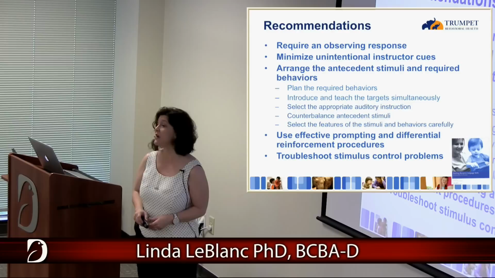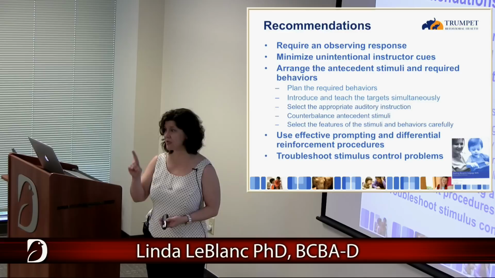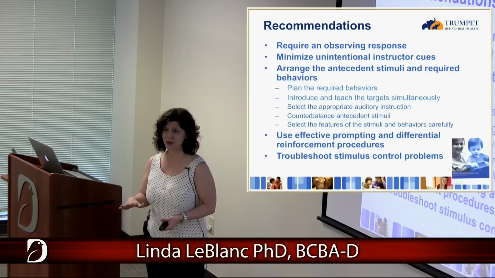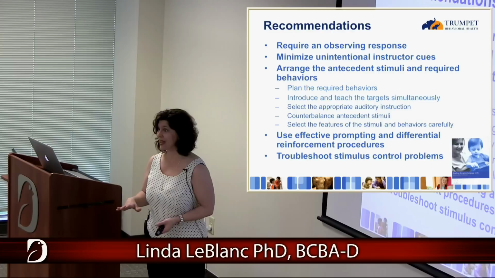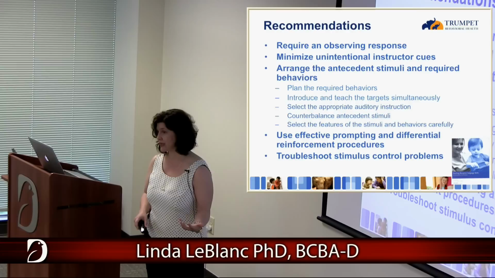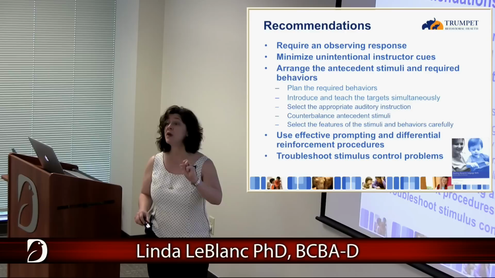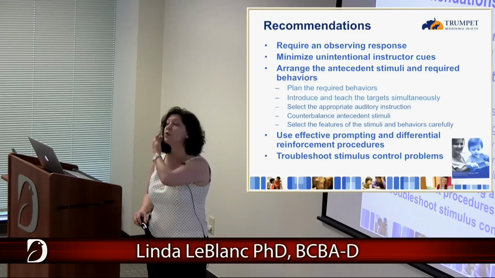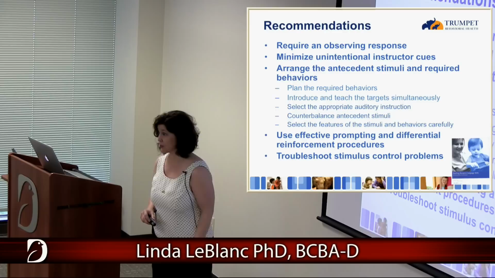Sometimes something still will go wrong, or sometimes you are the second provider for a consumer, which always makes me sad because someone else has done that early discrimination training. And a big part often of what you have to do is try to unravel the mystery of how this learner's repertoire got the way that it is. And very often it is because those early teaching procedures were establishing faulty stimulus control. So if in fact that's where you find yourself, troubleshooting those stimulus control problems to determine how to fix them and establish an effective repertoire for that learner is the fifth best practice guideline. So let's focus on each.